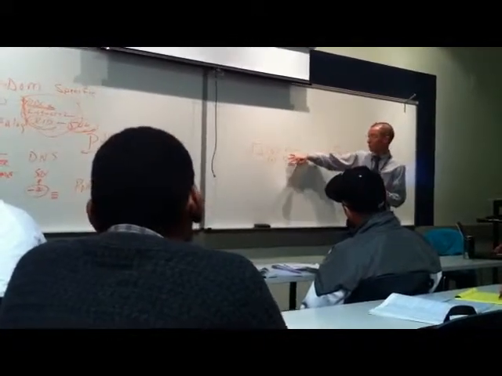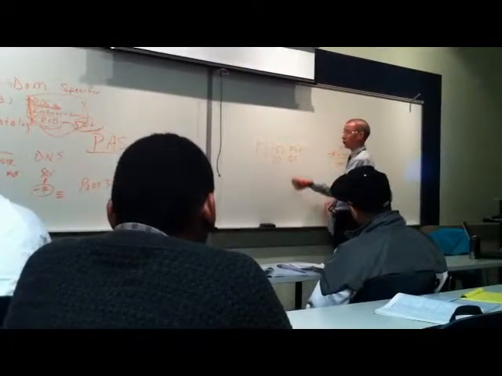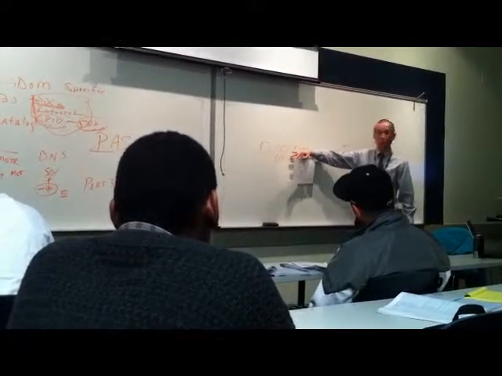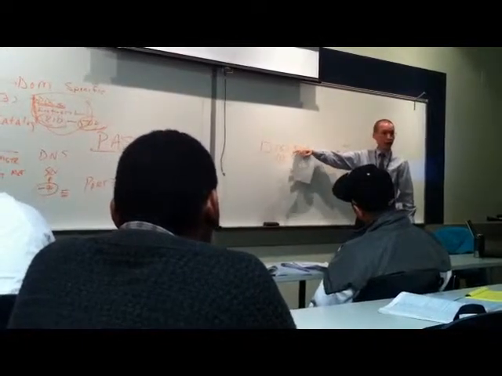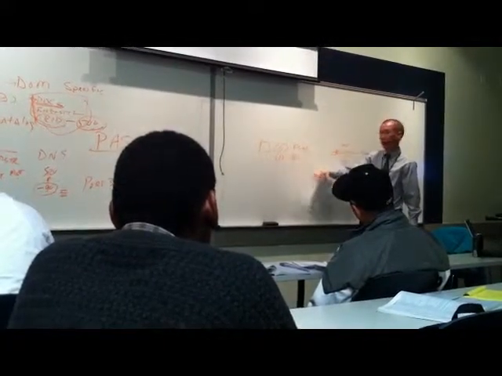So, how do we get these FSMO roles to go somewhere else? Because now if we have 200 or 300 DCs, we don't necessarily want them all on the same machine. Actually, depending on the environment, we definitely don't. In a small environment, it's okay.